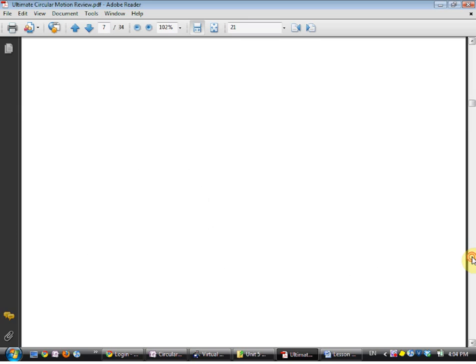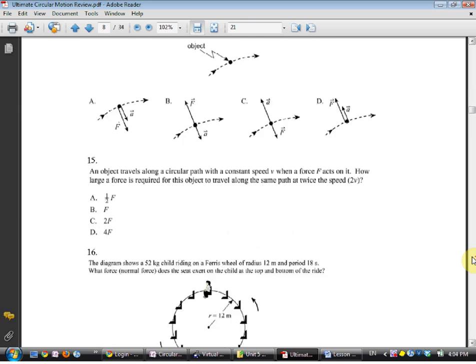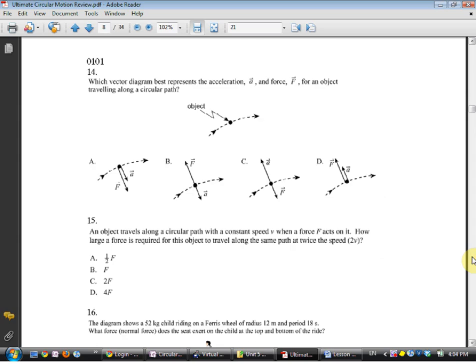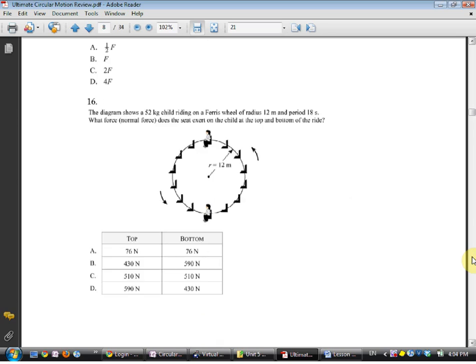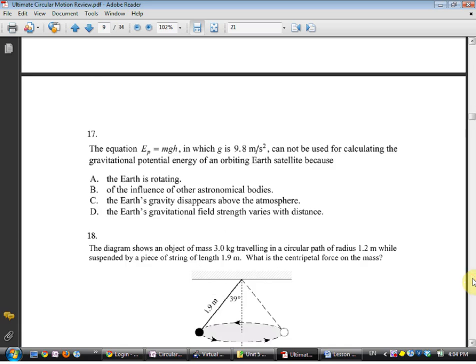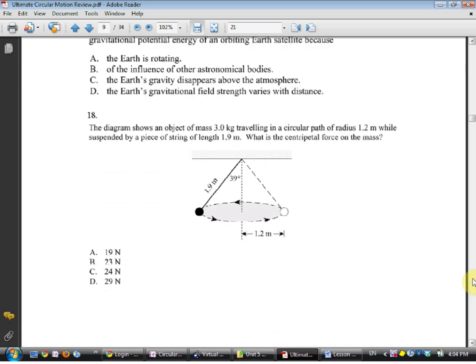Again, 14, another conceptual, like make sure you understand the net force and acceleration are inwards, velocity is not inwards, velocity is 90 degrees, you know, make sure you know those. There's some kind of an amusement park ride, so be prepared to handle like 16, a Ferris wheel or something like that. Okay. I believe I put a horizontal circle somewhere on here, like the conical pendulum, like number 18.